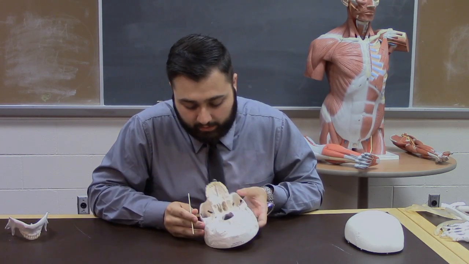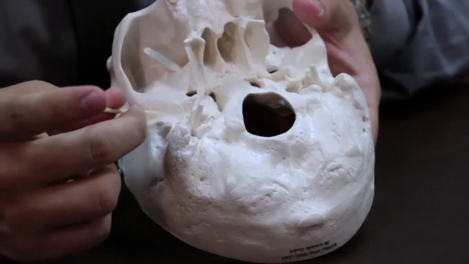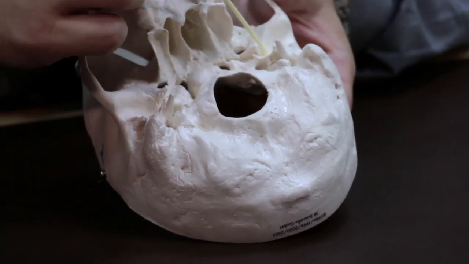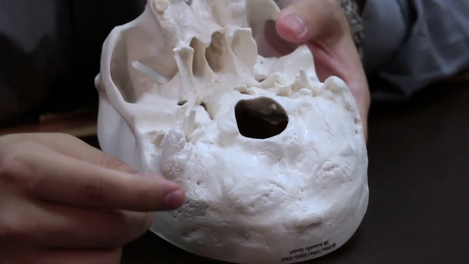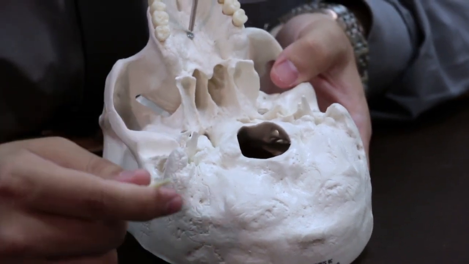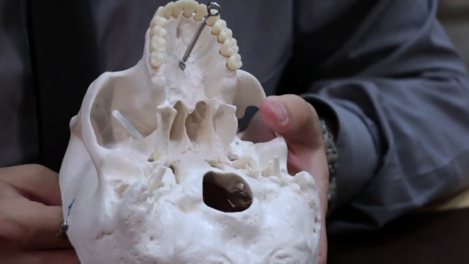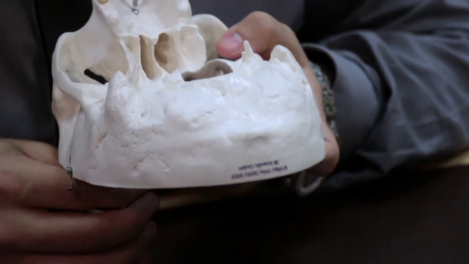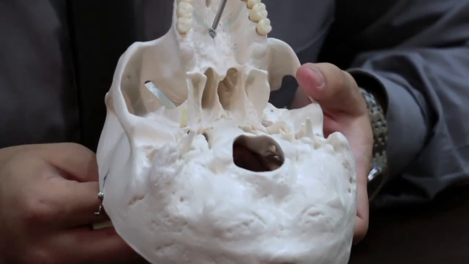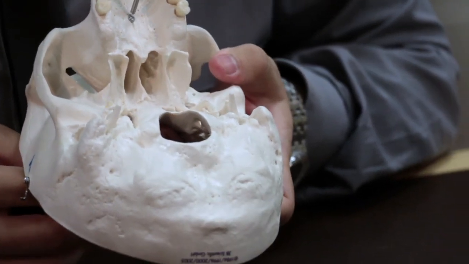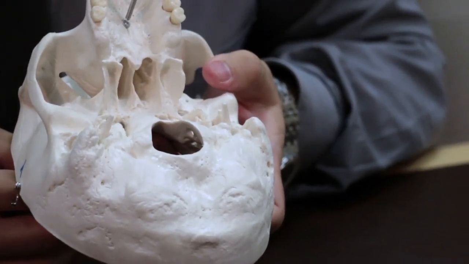Okay, right next to the carotid canals, this fossa is where the mandible goes, where your jaw goes. Mandibular fossa. Okay, so that's that right there. Next you have this. This is the foramen ovale. Okay, it looks like an oval, so that's the foramen ovale.